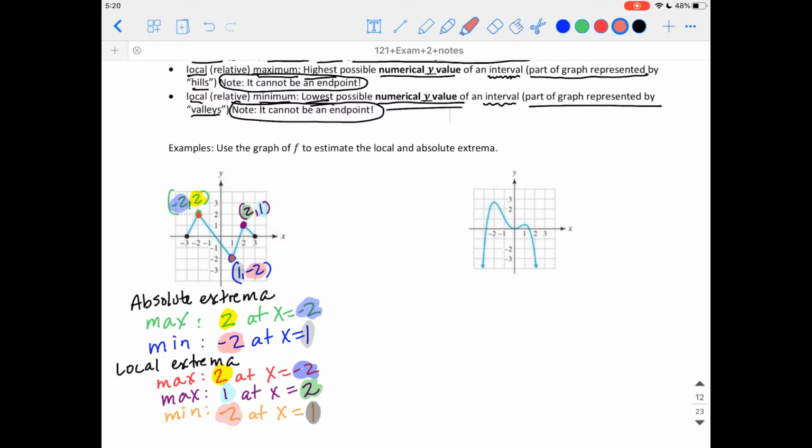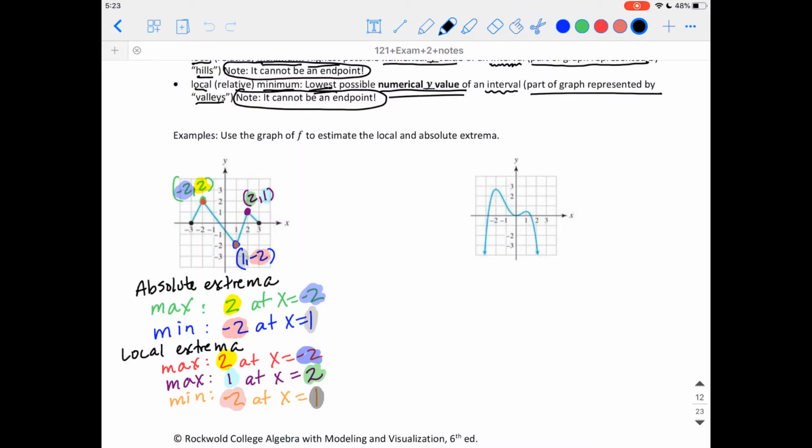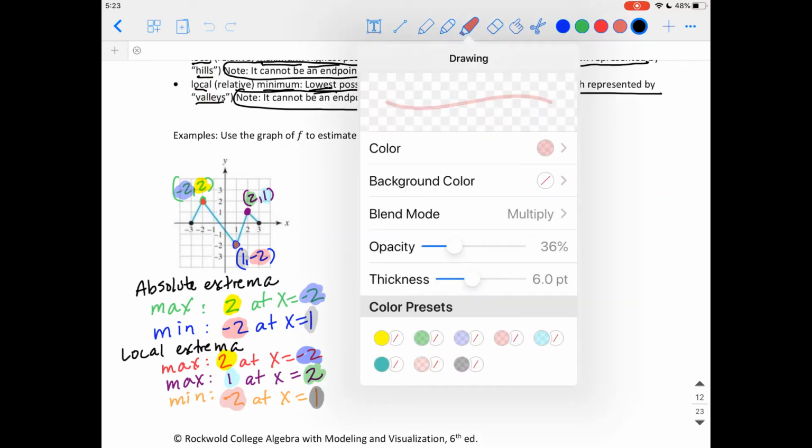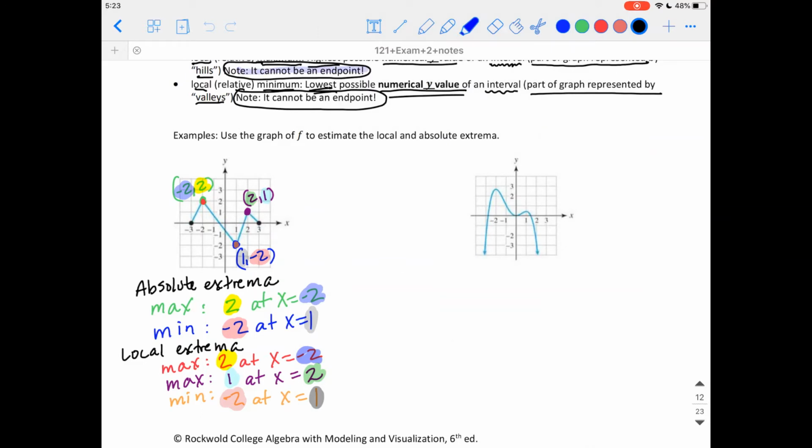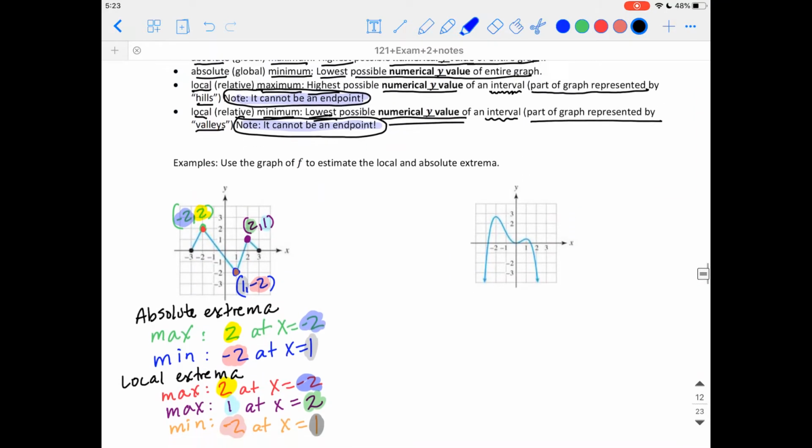So you could pause the video and try to do this next one on your own. If not, I'm gonna move on forward here. All right. Hang tight. So before I move on to the next problem, I just need to reiterate right here. I'm gonna highlight it. Local max and mins cannot be endpoints. So just make sure we know that.